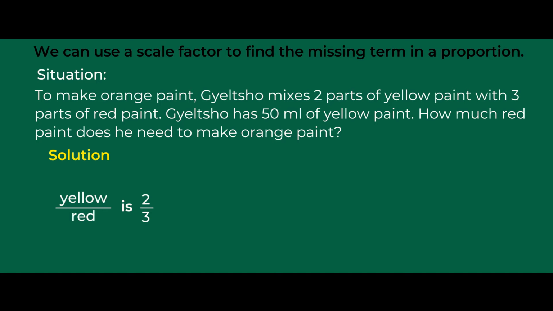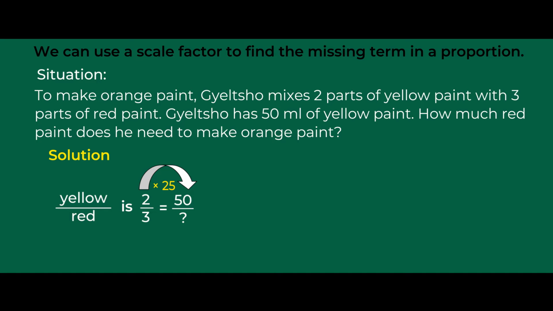Let's look at the fraction there. It is 2 over 3, right? It is 2 over 3. And Gelso has 50 ml. That means 2 here. Another numerator is 50. Now look at 2 and the 50 there. So 2 how many times is 50? Now you have to use your knowledge of multiplication here. So 2 how many times is 50? Yes, 2 times 25 is 50. Now you already know 2 times 25 is 50.